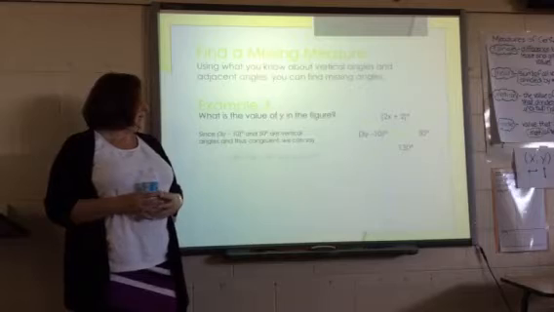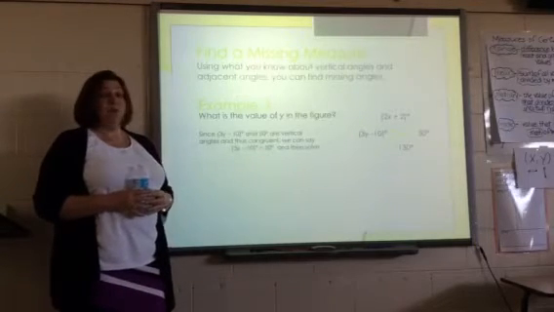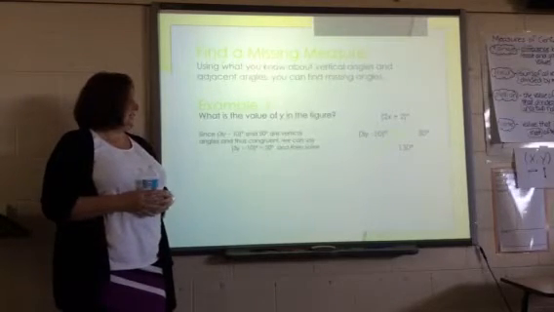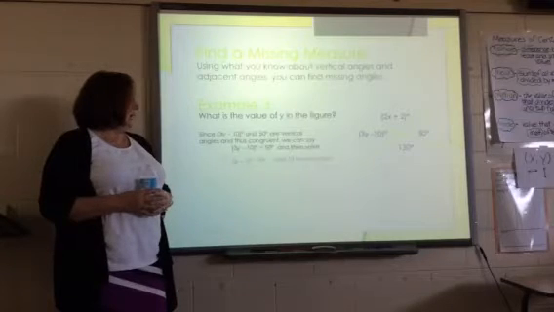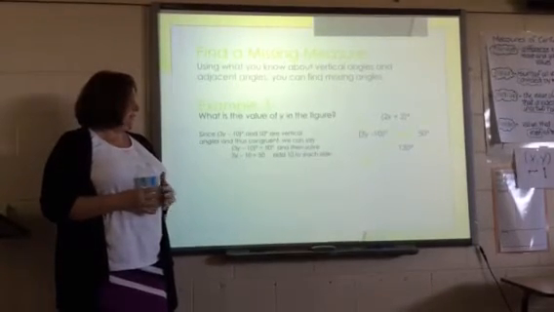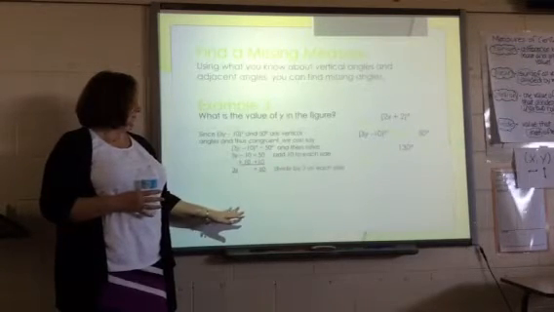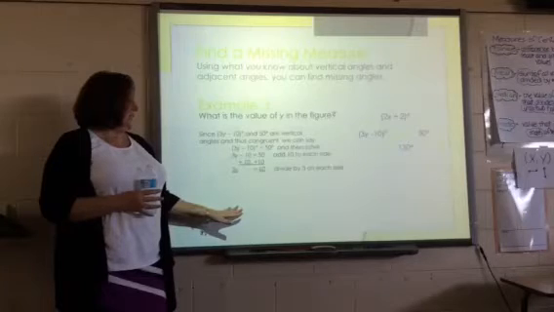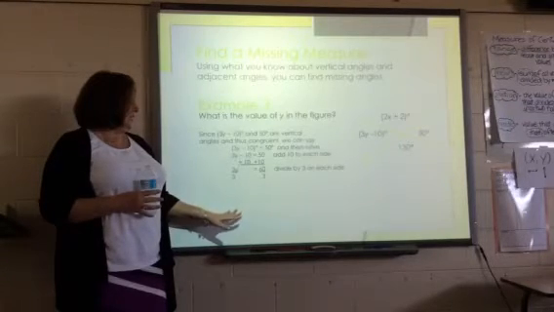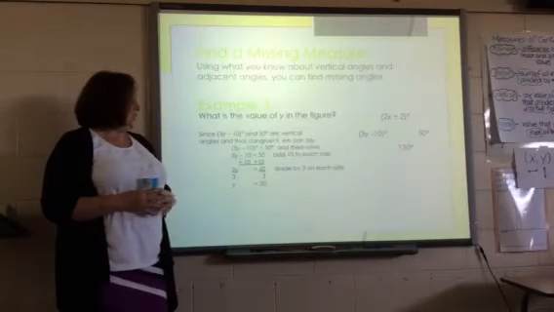So we can say 3y minus 10 degrees equals 50 degrees. And then we can solve for y. 3y minus 10 equals 50. I add 10 to each side. 3y equals 60 and divide by 3 on each side. y equals 20.